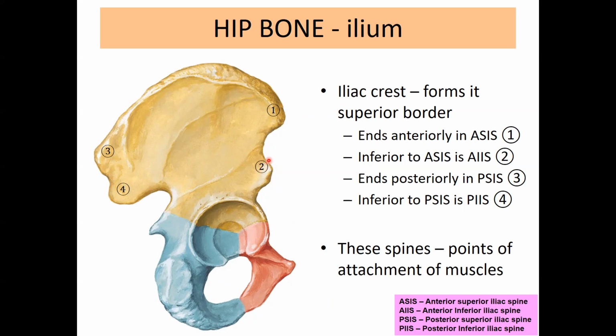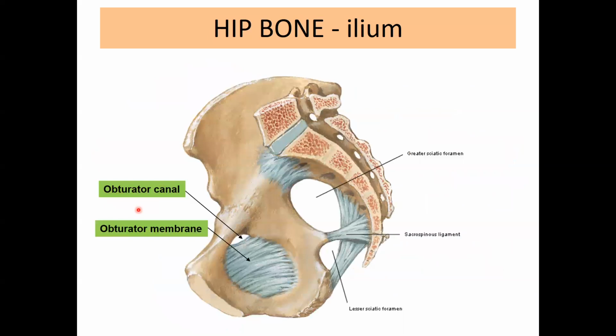Posterior to the PIIS, the posterior inferior iliac spine, there is a structure called the greater sciatic notch. This is the greater sciatic notch.